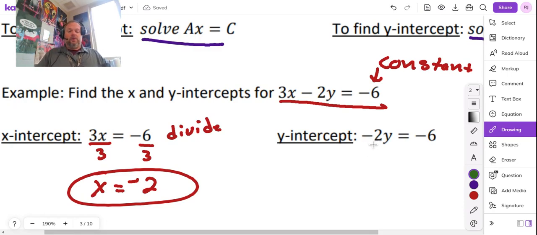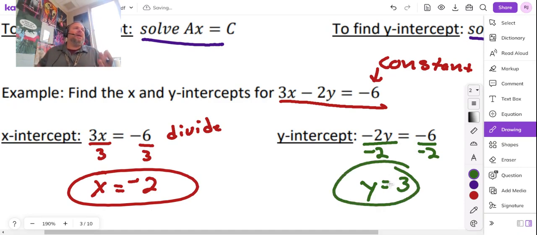We would solve this again by dividing. Your steps to solve these things on this test are very easy. It's step by step: distribute, move this, and then just divide each time. There's not anything else. And so this would give us y equals positive 3. Once we have those, we can plot those points on the x and y axes, draw a line, and we're done.